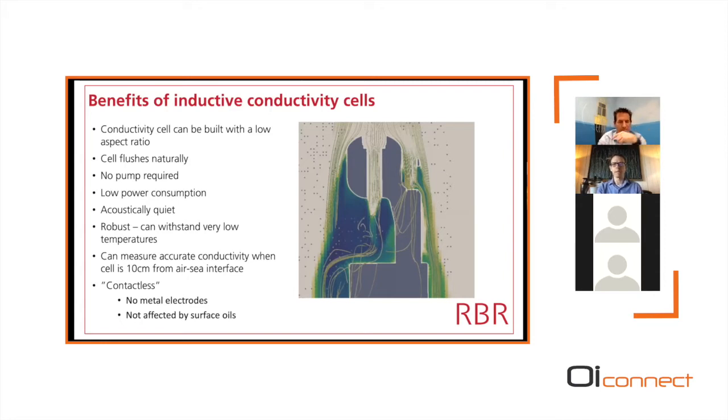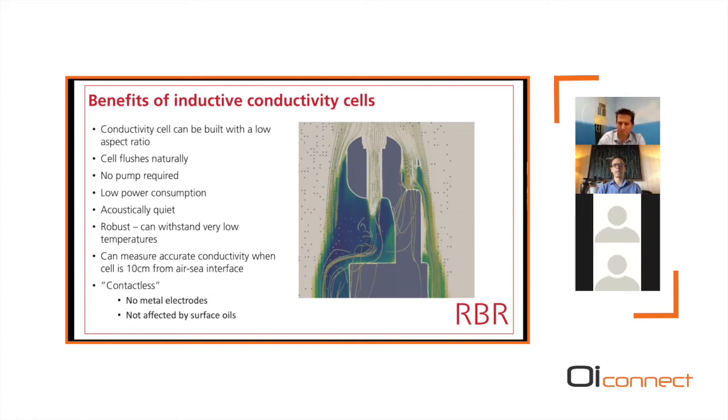It's very robust. It can withstand very low temperatures. It can be frozen and thawed without affecting the accuracy. There's no glass that could crack or anything like that. So it's really an outstanding type of sensor. And it also can measure accurately all the way up to about 10 centimeters from the surface of the water, and it can come out of the water.